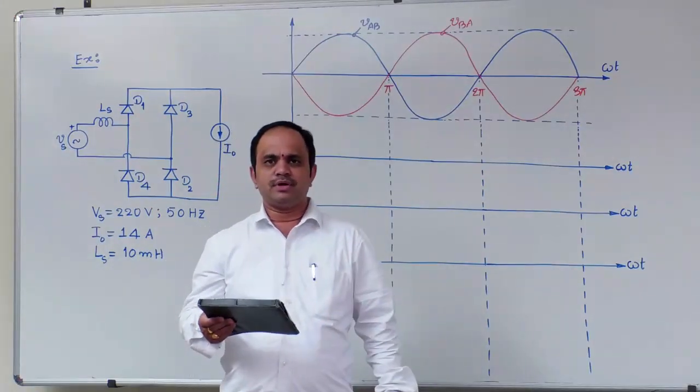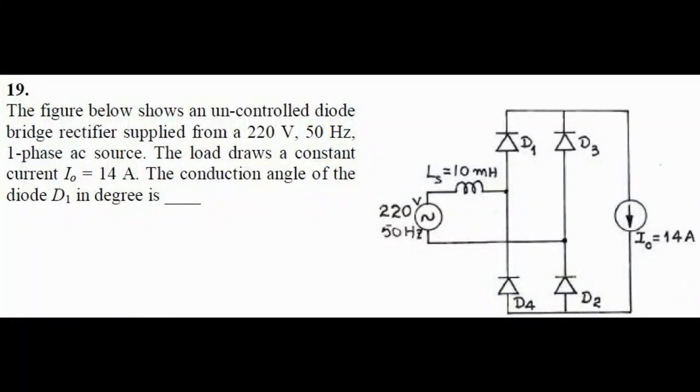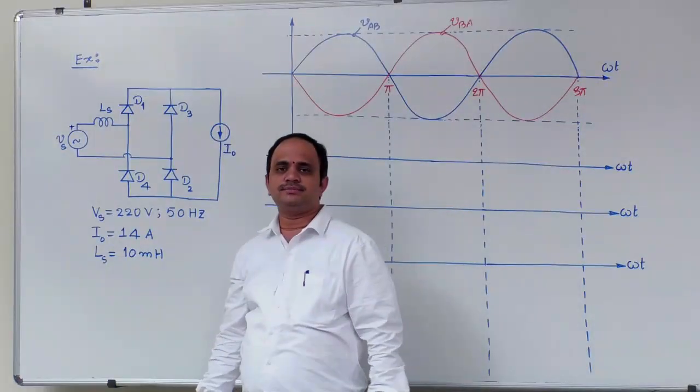Now let us take one example. The figure shown on the screen is an uncontrolled diode bridge rectifier supplied from a source voltage of 220 volt 50 hertz single phase AC source. The load draws a constant current of 14 ampere. The conduction angle of the diode D1 in degree is. Now let us look into the solution.